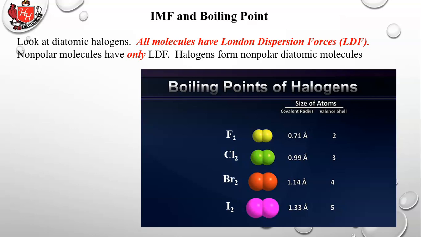Two fluorine atoms have exactly the same electronegativity. One of them is not stronger than the other, so they pull on the electrons equally, and therefore they share them equally. So that's going to be nonpolar. You won't have the electrons pulled to one side or the other. The same is true of a chlorine molecule, a bromine, and iodine molecules.